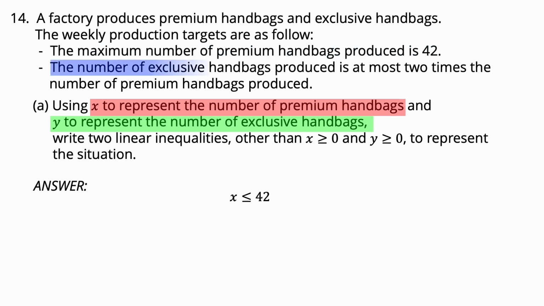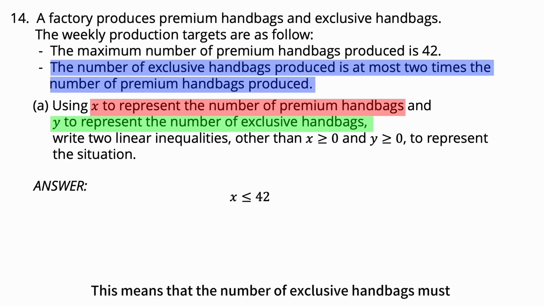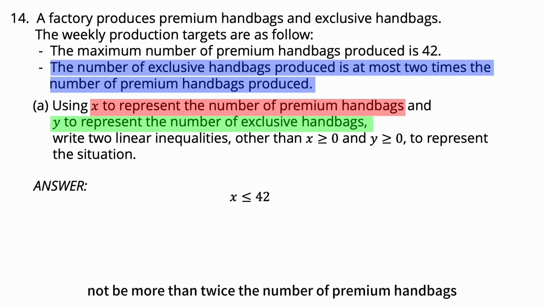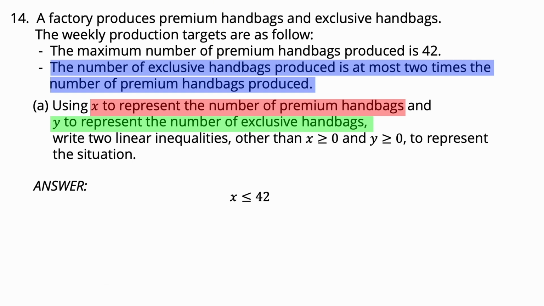Next, the number of exclusive handbags is at most 2 times the number of premium handbags. This means that the number of exclusive handbags must not be more than twice the number of premium handbags. Therefore, it can be written as Y less than or equal to 2X.